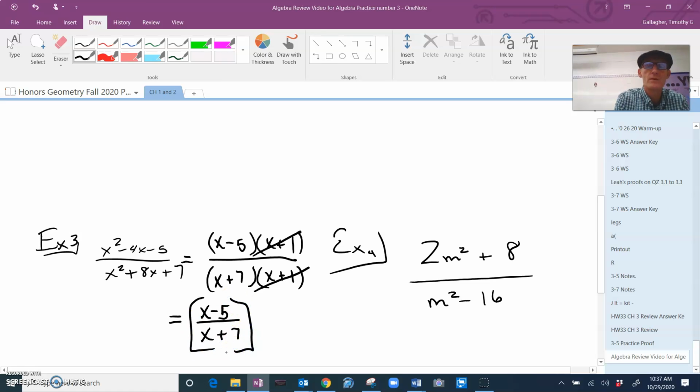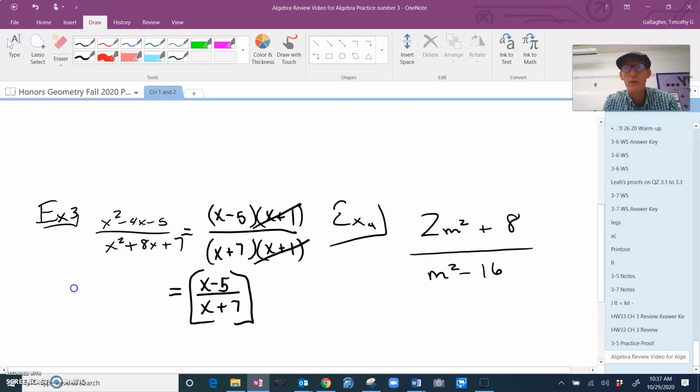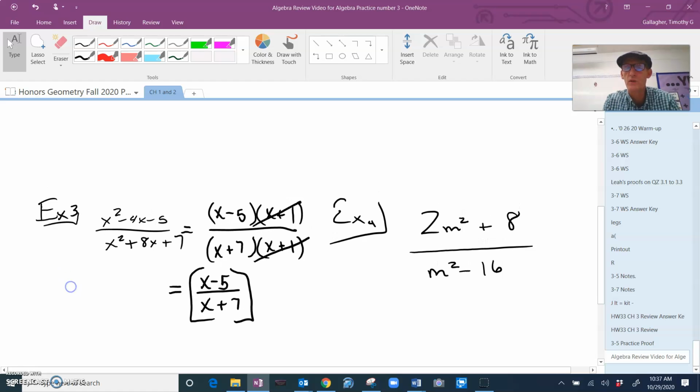Sometimes you have binomials, okay? And we look for a common factor in each one of the terms of this. So this numerator, the common factor is 2. And I divide 2 out of 2m squared, and I end up with m squared. And then I divide 2 into 8, and I get 4. So I get m squared plus 4.